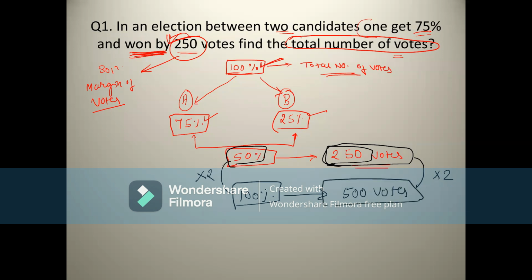So here the 100% value is nothing but 500 votes. So the total number of votes will be 500 votes. The total number of votes will be how many, sir? It will be 500 votes. Are you getting my point? Yes.